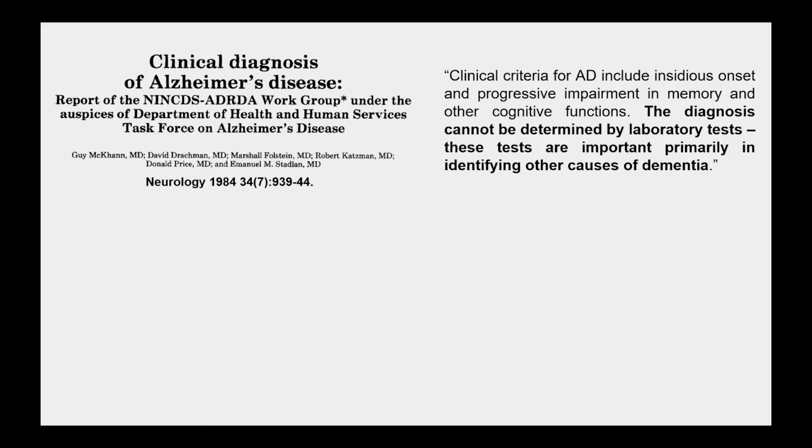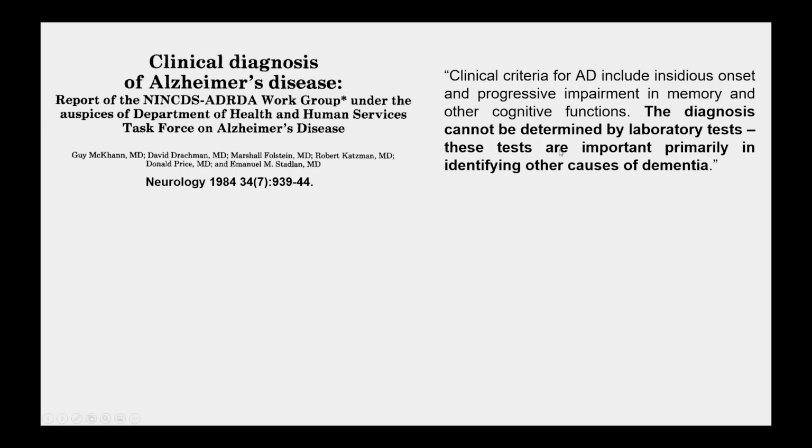When I went to medical school, not that long ago, well, kind of long ago, about 20 years ago, I was still taught these initial criteria that were published in 1984 for diagnosing Alzheimer's disease. And they specifically said that the clinical criteria are the slow, insidious onset and progressive impairment in memory and other cognitive functions. It's a clinical diagnosis.